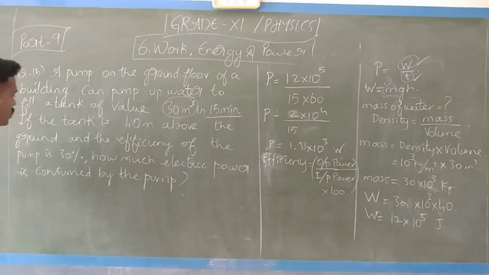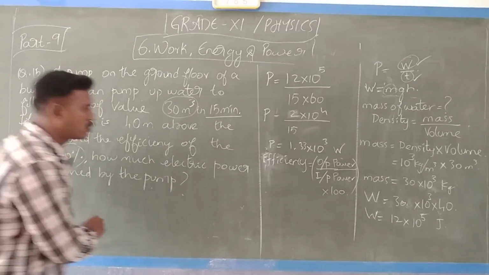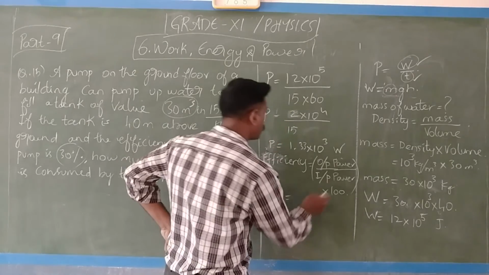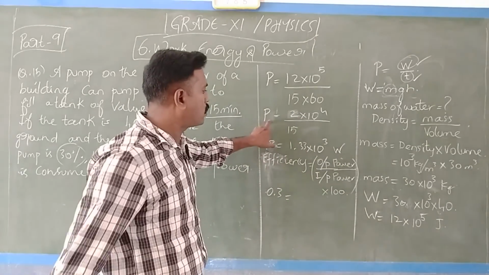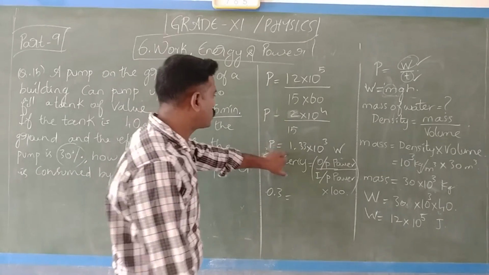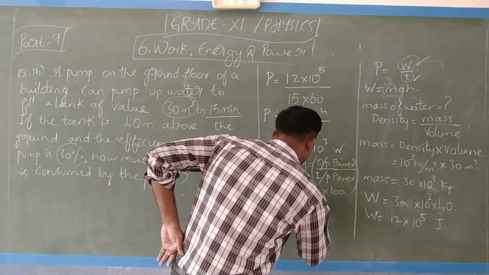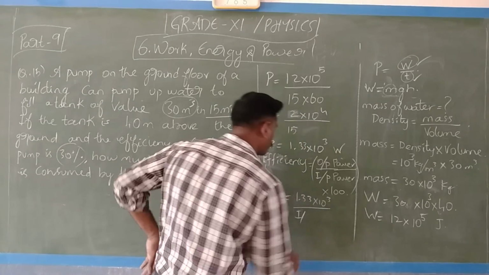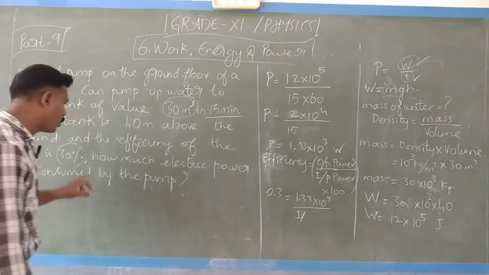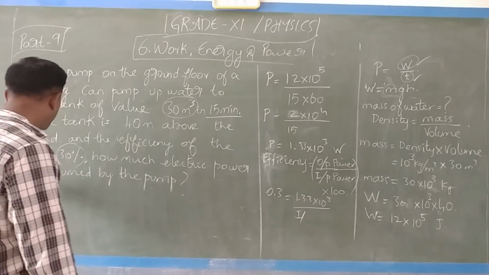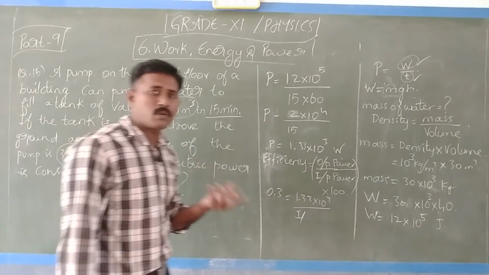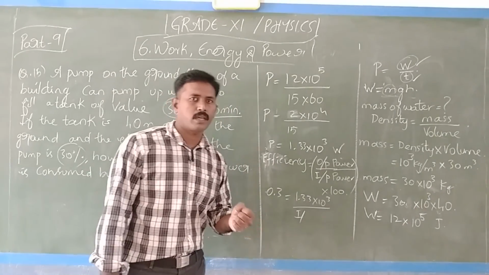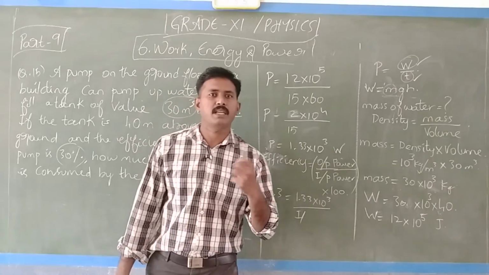The value of efficiency is given as 30%. So 30% is 0.3. So what is output? Output power கிடைச்சாச்சு. We got the output, that is 1.33 into 10 power 3. So input எனக்கு தெரியாது. I don't know the input. Question என்ன கேட்டிருக்காங்க? How much electrical power is consumed by the pump? எவ்வளவு electrical power இந்த pump consume பண்ணுது? Inputல இருந்து எவ்வளவு எடுத்துக்குது?